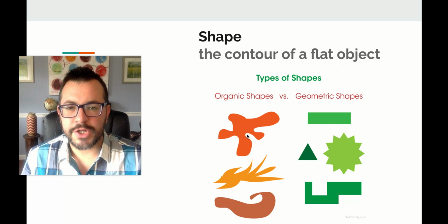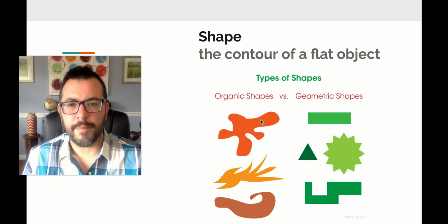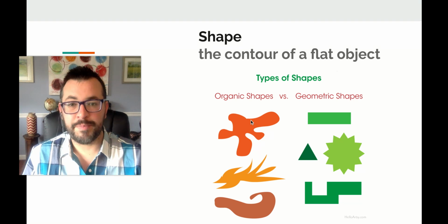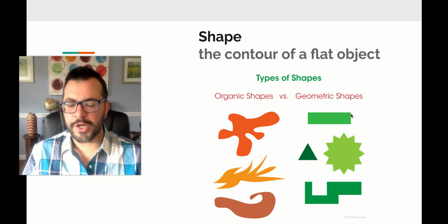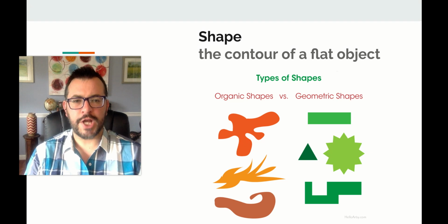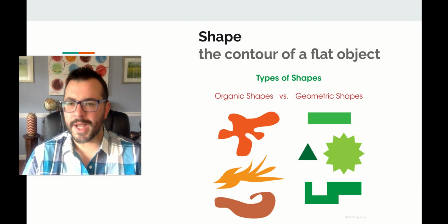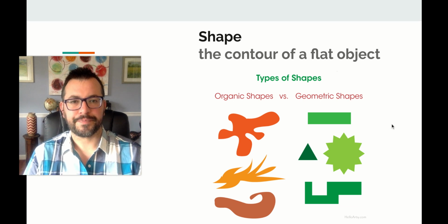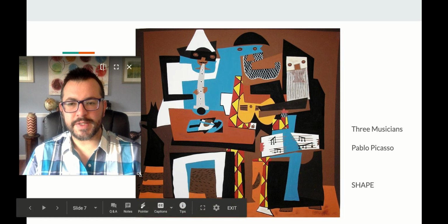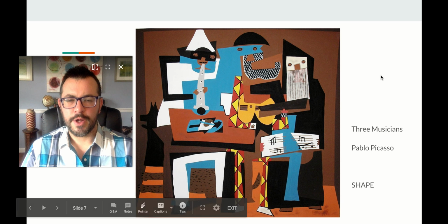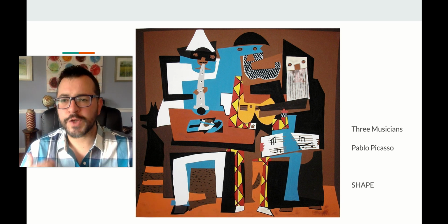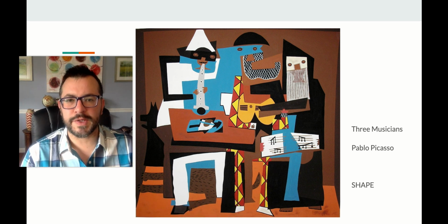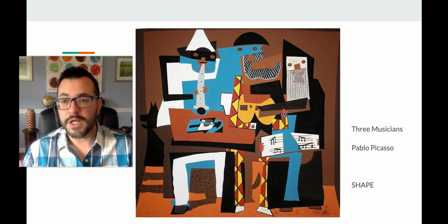So organic shapes are things that are free form or might appear in nature, while geometric shapes are generally angular, or they're shapes with specific names, like a rectangle, a triangle, a circle, square, things like that. So in this painting by Pablo Picasso, it's called The Three Musicians, Picasso creates the entire design using shapes.